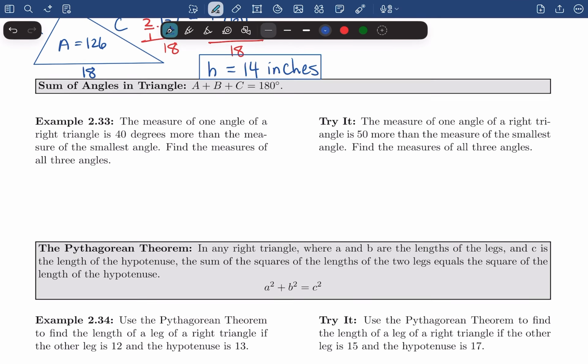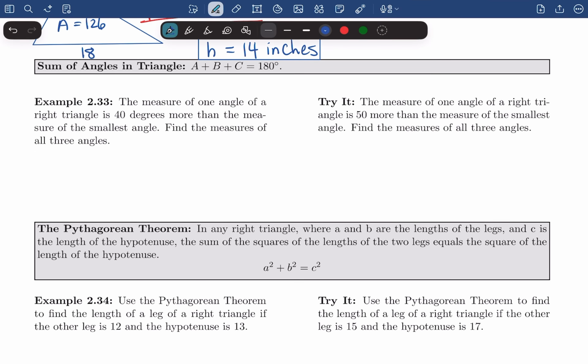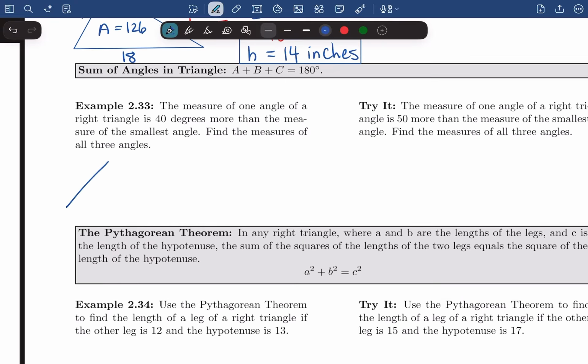Now, to help us in this next problem, we have to talk about the sum of angles in a triangle. A triangle's interior angles will always add to 180 degrees. Let's discuss that. Let's take a triangle, and we can make this triangle any triangle shape we want to. Let's make it nice straight lines.